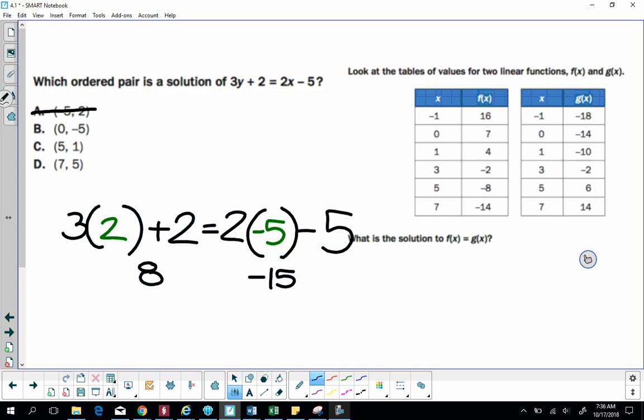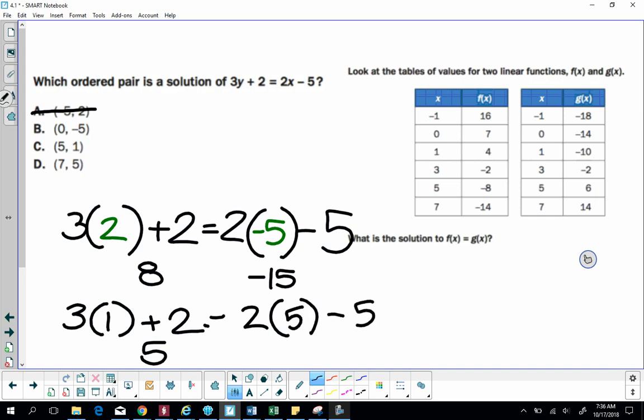Jalen, what was it? (5, 1). So when I plug in 1 for my y, what is 3 times 1? 3. Plus 2? 5. Now let's make sure it equals the other side. What is 2 times 5? Minus 5. See how these two sides are equal? I know that that would be my solution. And so you can always do that.